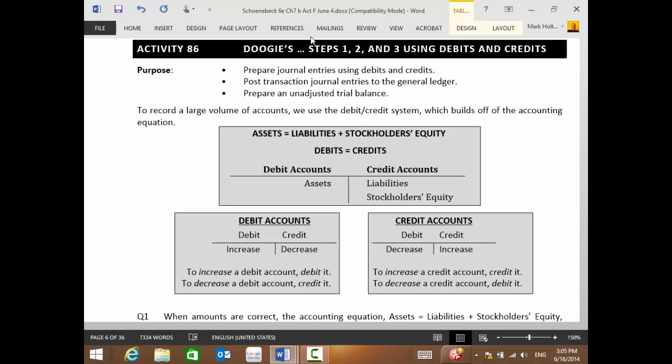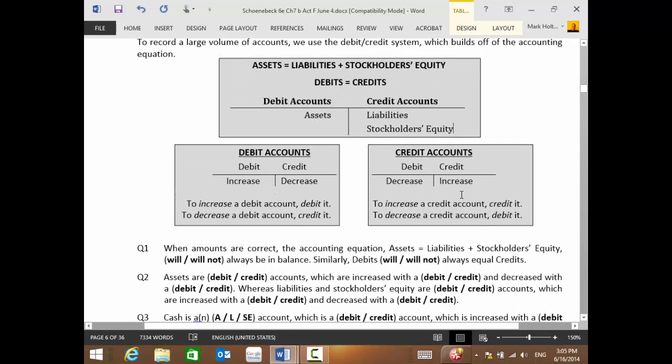So the idea was to create a system where you could take a list of transactions and transform them. You somehow slice and dice them and reorganize them so you could have financial statements. And that's what the debit and credit system does. It basically sets up accounts. There are two kinds of accounts, what we call debit accounts and credit accounts. I'll just add that the asset accounts are going to be debit accounts, and the liabilities and stockholders' equity accounts are the credit accounts. Again, very important: asset accounts are debit accounts. Liabilities and stockholders' equity are credit accounts.